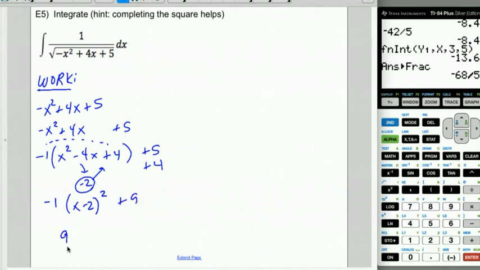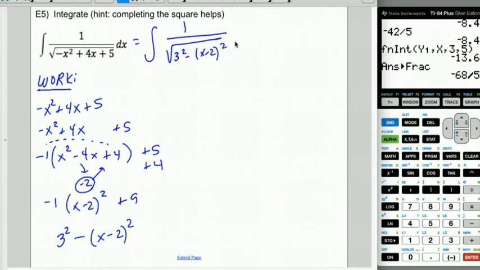If I rewrite that, that's a 9 minus this (x minus 2) quantity squared. Or better yet, we'll clean that up a little. It's not a 9, it's a 3 squared because it's my a squared. So if I rewrite this, this is the integral of 1 over the square root of 3 squared minus this (x minus 2) quantity squared dx.